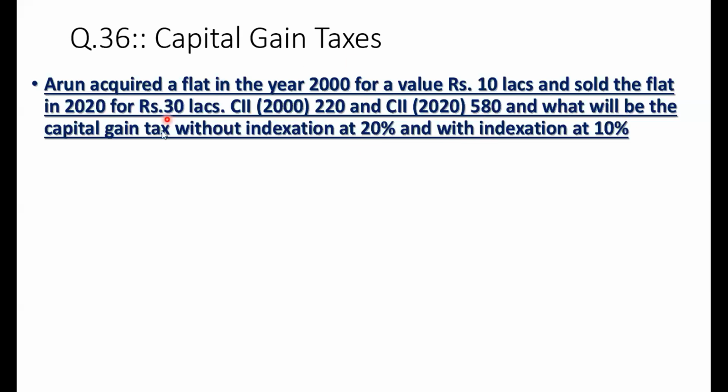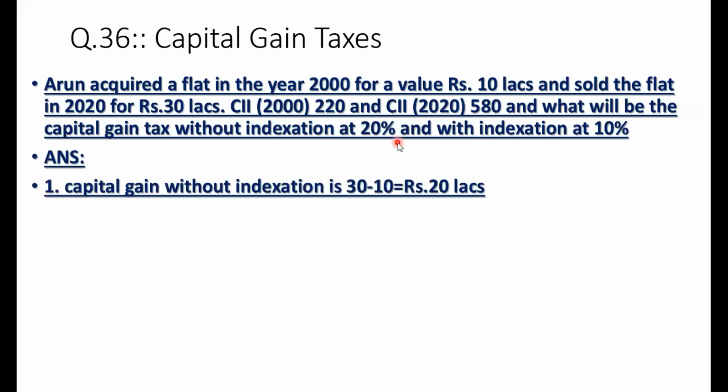What will be the capital gain tax without indexation and with indexation? It may be two more questions. We'll go step by step. Now, capital gain without indexation. Indexation means inflation, here you are not loading it. You ignore inflation. You bought the house at 10 lakhs, now you are selling after 20 years for 30 lakhs, so your gain is 20 lakhs. This is known as capital gain.